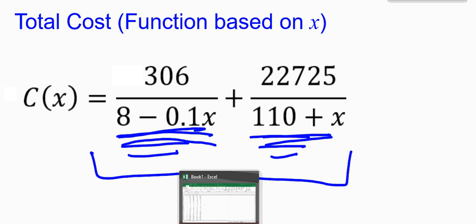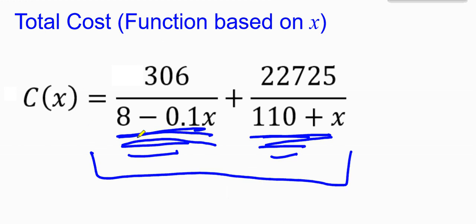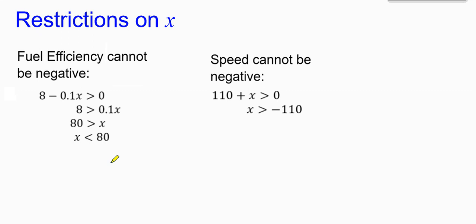So this is the formula that we need to use in order to find the optimal value of x to reduce as much as possible the cost of the trip. But before we do that, let's look at the restrictions on x.